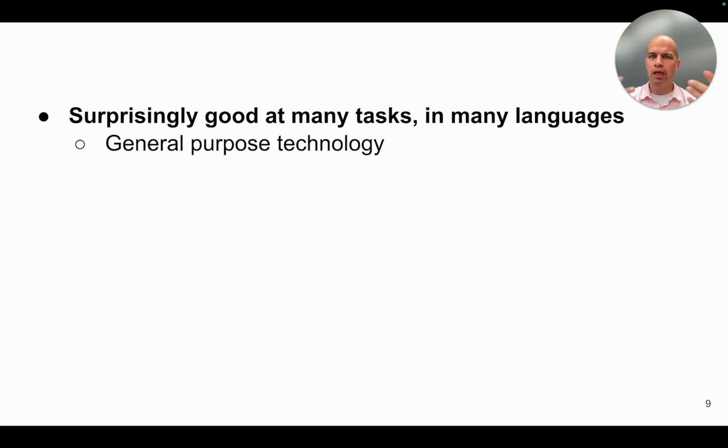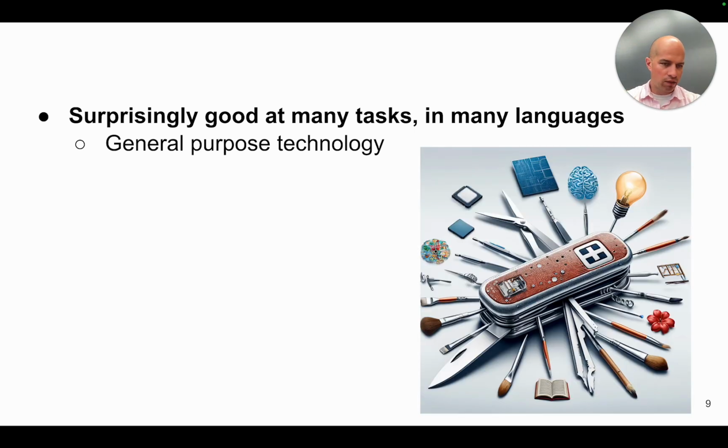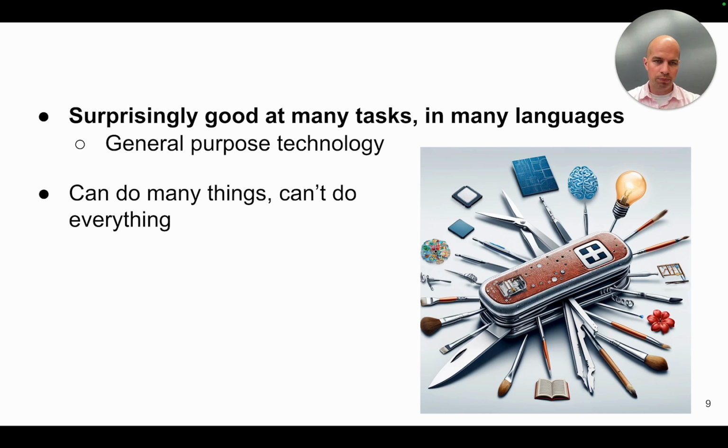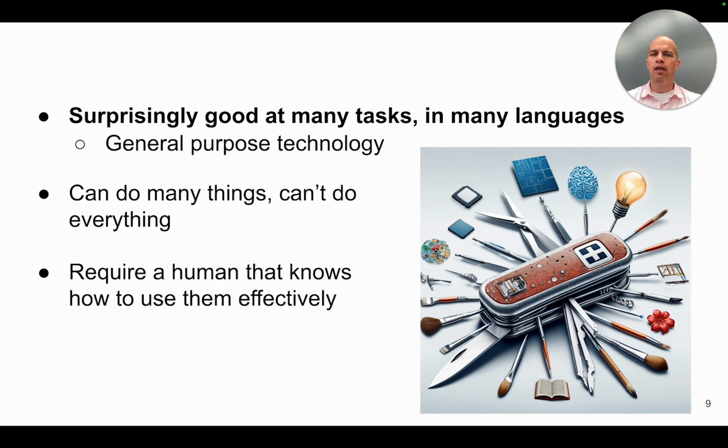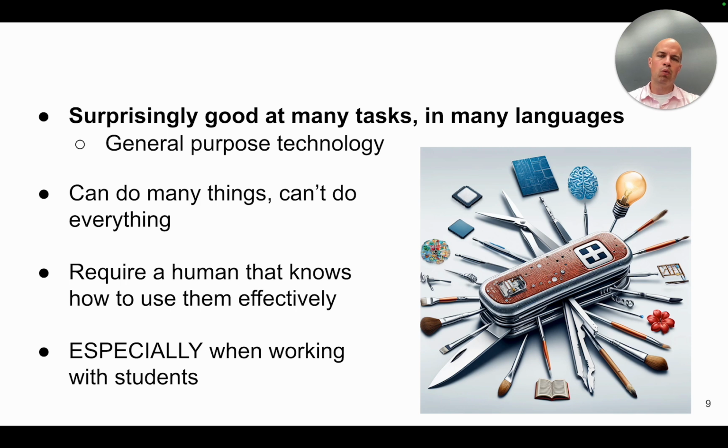Even if you don't expect it to do much in your language, it often can do more than you might expect. I think it's important to think of these things as general purpose technologies. They can do many, many different things. I think of it like a Swiss Army knife in that it can do many things, but it can't do everything. And just like what we see in this picture, it still requires a human that knows how to use them effectively. I think this is especially important when working with students. In the next video, I'm going to talk about some guardrails to use of these tools.